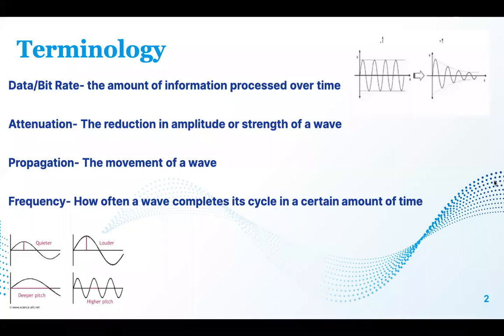So some terminology before we get started. The data or bit rate is the amount of information that's processed over time. Attenuation is the reduction in amplitude or strength of a wave. As you can see in this diagram, the wave does decrease in strength over time. Propagation is simply the movement of a wave, and frequency is how often a wave completes a cycle in a given amount of time. And these terms will come up pretty frequently throughout my presentation.